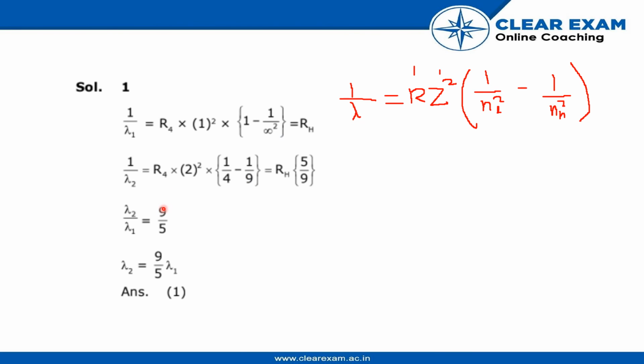And then we will do the same for the helium. The atomic number for helium is 2, and its lower energy level is 2 and higher is 3. And similarly we will get these two values, and after dividing these equations and further simplifying it, we would get lambda 2 is equal to 9 upon 5 into lambda 1, which is the required answer. The answer is option 1.